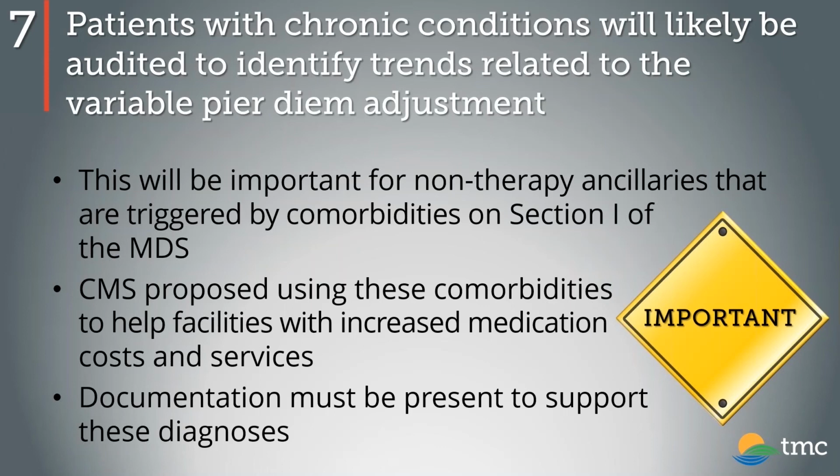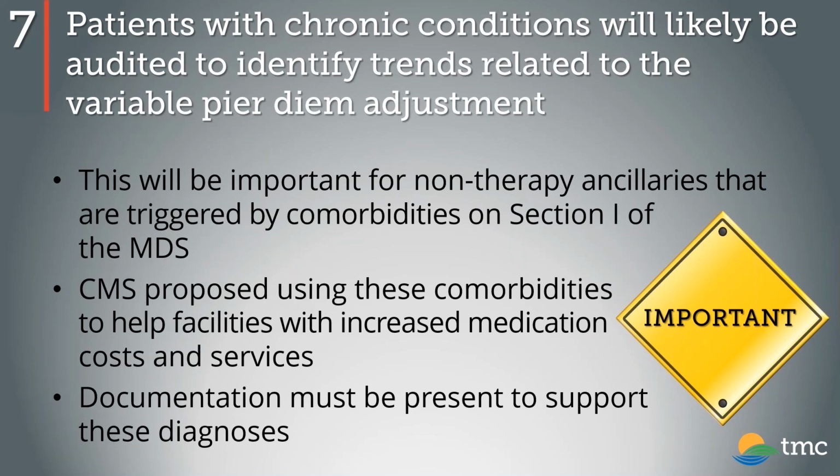The seventh area is that patients with chronic conditions will likely be audited to identify trends related to the variable per diem adjustment. This one is big because it will be important for the non-therapy ancillaries that get triggered by comorbidities listed on Section I of the MDS. Non-therapy ancillary costs include things for medications, laboratory services, respiratory therapy, and medical supplies. The comorbidities that are listed in Section I-8000 assign points to the codes used as a way of predicting the cost when caring for patients that have these diagnoses.